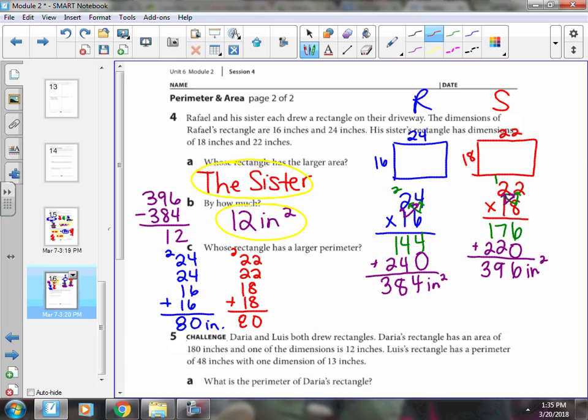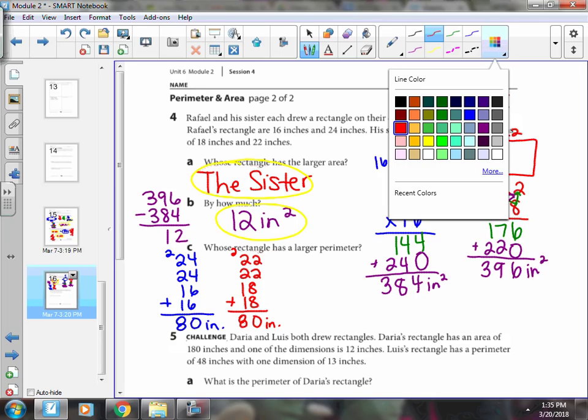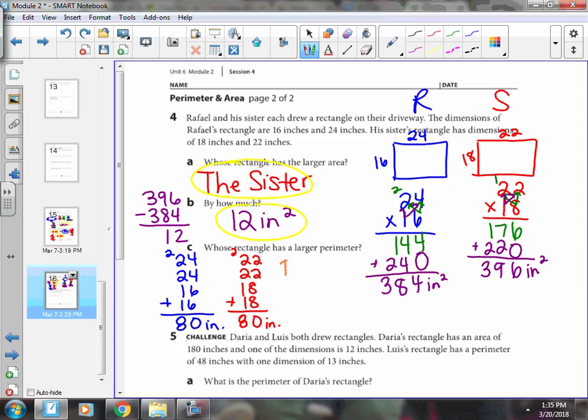Oh my goodness. They both have the exact same perimeter. So whose rectangle has the larger perimeter? Both are the same. This was a great question. A lot of work needed to be done. They both have the same perimeter.